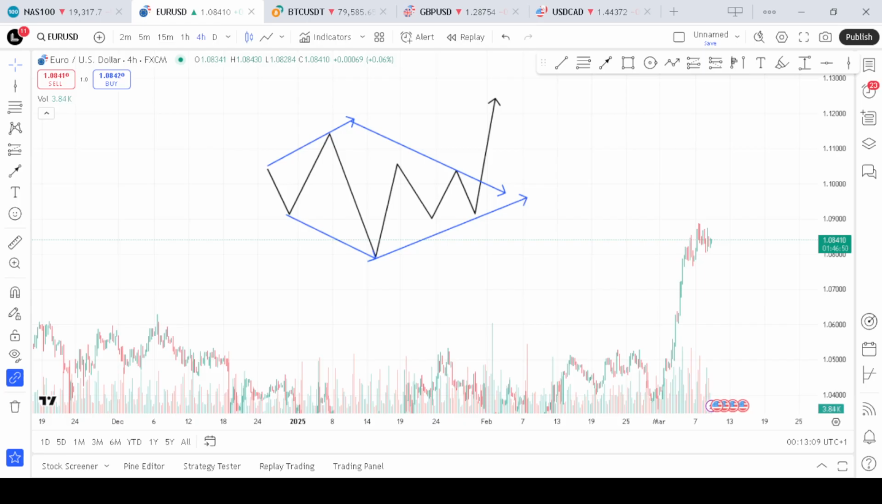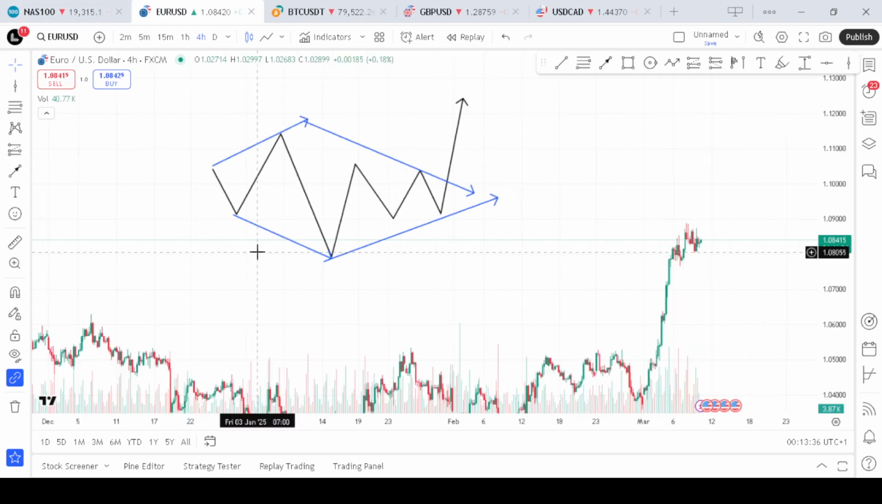And in today's video, we are going to be talking about the diamond continuation pattern, a powerful chart pattern that can significantly enhance your trading strategy. This pattern is known for its ability to signal the continuation of trends, providing you with the opportunity to capitalize on the market movement with confidence.